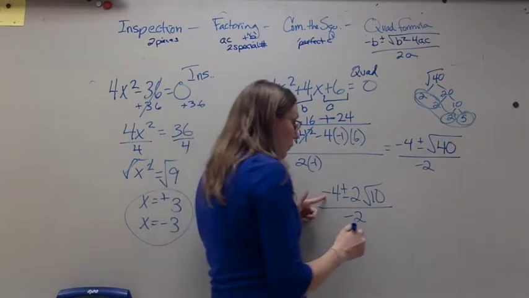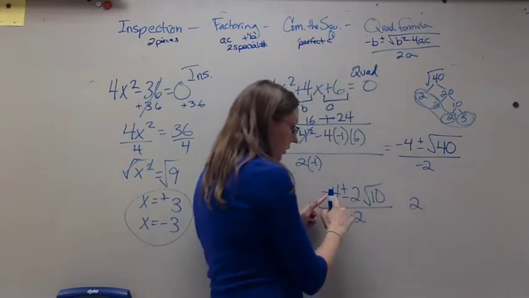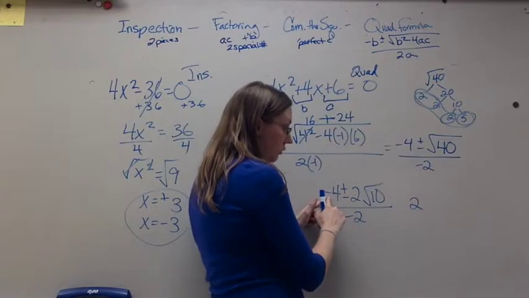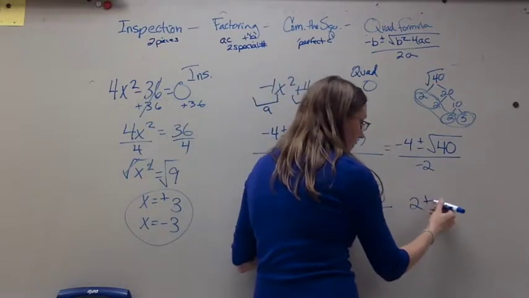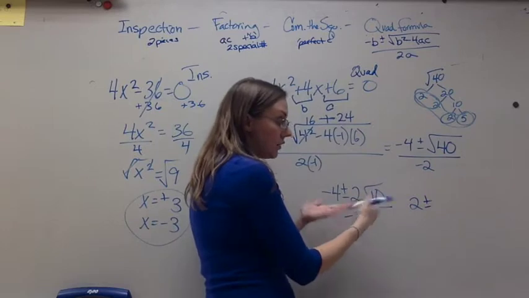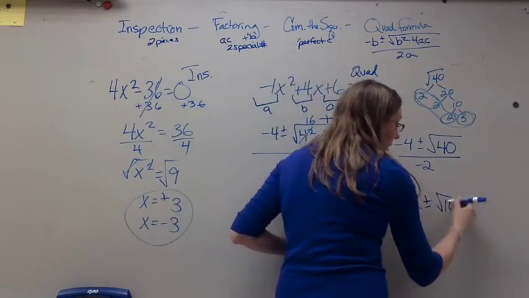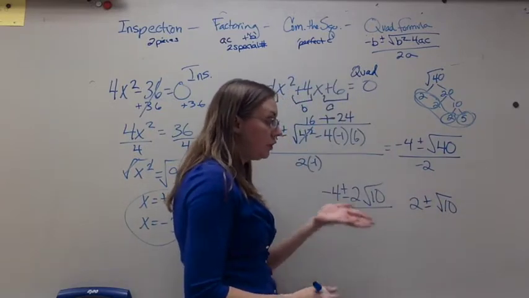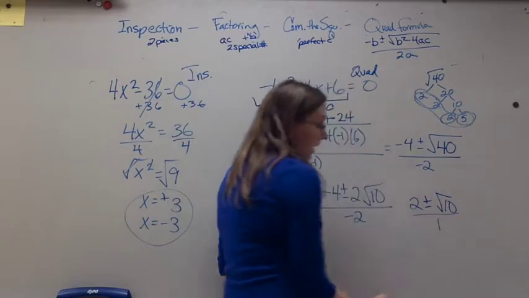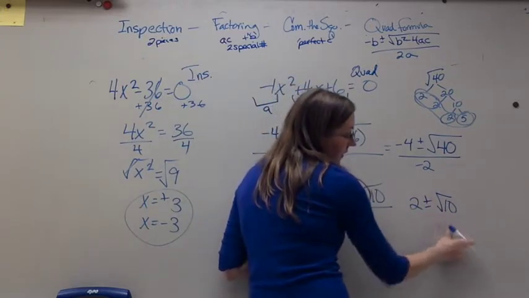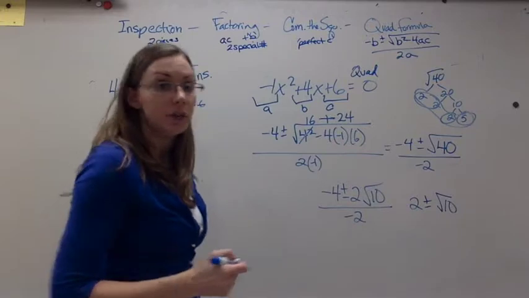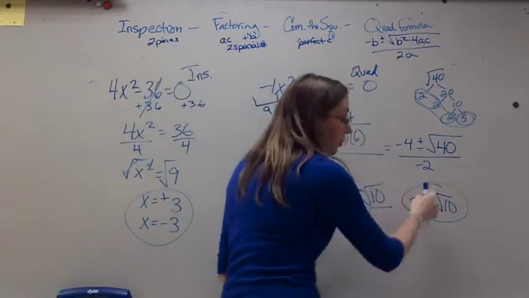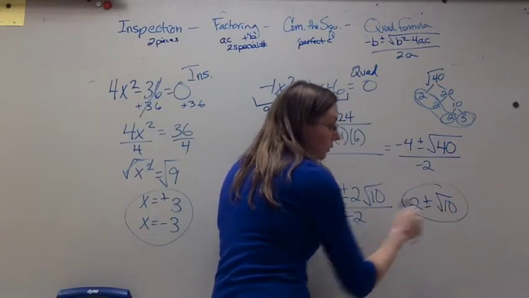But it can be simplified more. If I divide this by -2, I get 2. If I divide this by -2, I get 1, right? So I don't really have a coefficient anymore. Over 10, and this divided by -2 would just be 1. And anything over 1, really, doesn't need to have that denominator. So this is my 2 solutions: 2 plus root 10, 2 minus root 10.